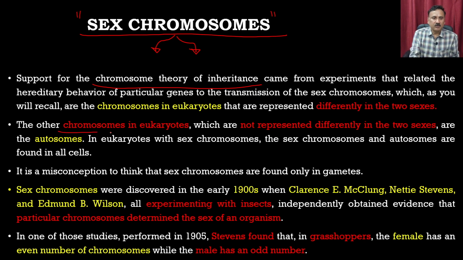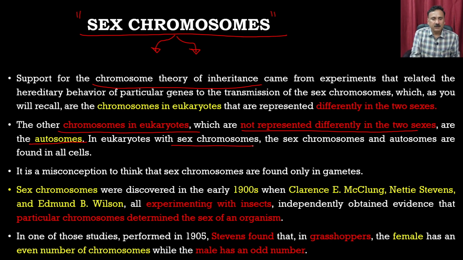The chromosomes in eukaryotes which are not represented differentially in the two sexes are called autosomes. So in any organism, you have two different types of chromosomes. One, the chromosomes which are not different between male and female, and these are called autosomes. Whereas the chromosomes which are different are called sex chromosomes.